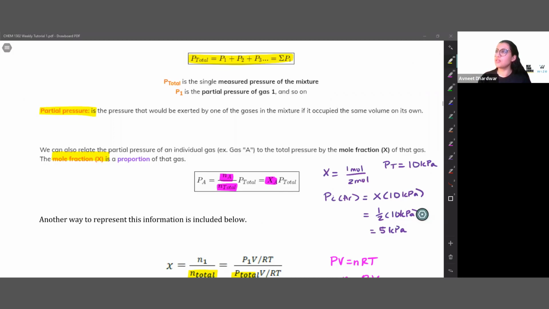So the next question is, does only moles of gas affect partial pressure? Yes, so you only ever have to think about how moles affects partial pressure.